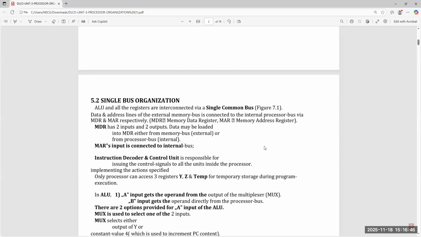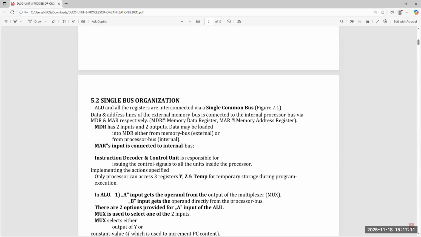Now, the bus has three types of lines. That is address bus, data bus, and control bus. Address bus, data bus, and control bus.